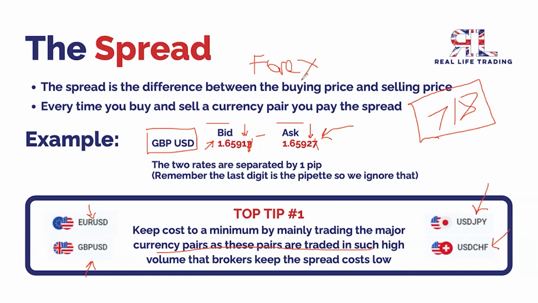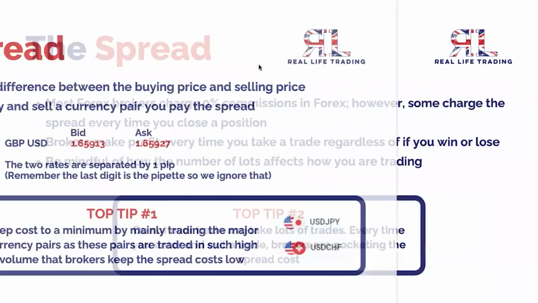And it allows you just to go and look at sessions and the opening times, etc. So good top tip for me in order to reduce your costs is just trade the major currency pairs, and you will get plenty of opportunity whilst doing so. Does that make sense? Good stuff.